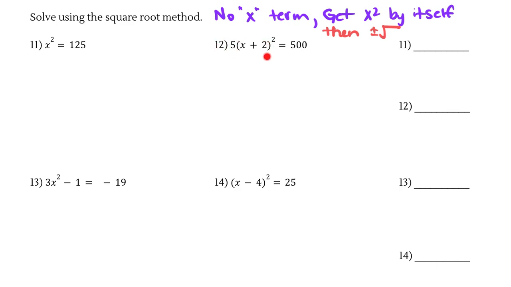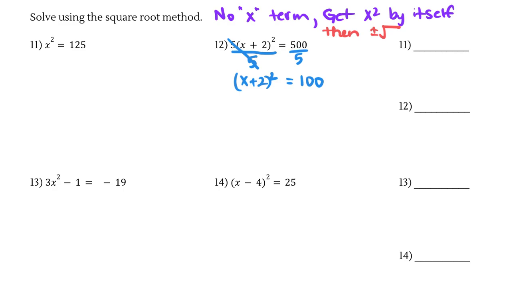5 times the quantity x plus 2 squared equals 500. We're trying to get the x squared term by itself. So we're trying to get this whole thing by itself, which means we need to get rid of the 5. It is attached by multiplication. So we're going to undo that multiplication by dividing by 5. That leaves x plus 2 squared on the left side because that cancels out. And 500 divided by 5 is 100.